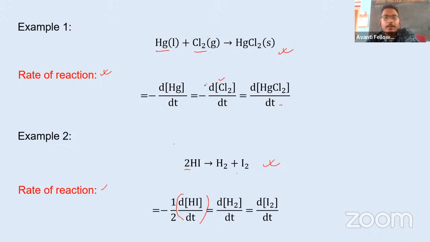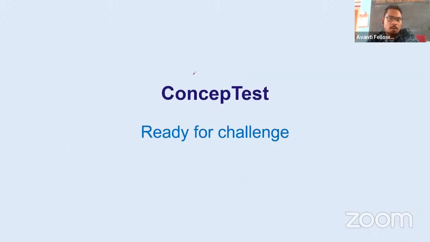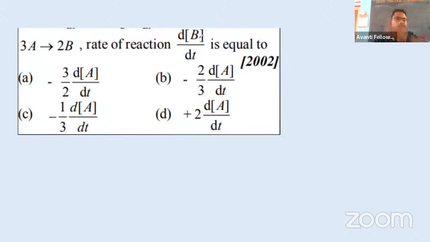Okay, simple. So if you understood this, let's solve this one. Everyone, I give you 1 minute. Solve this, everyone. Anyone, what is the rate of change of B with respect to A? Anyone? This is a question from 2002 JEE.